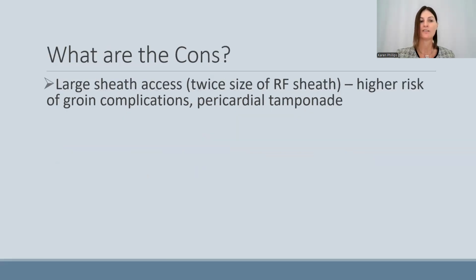All right, what are the cons? The catheter I showed you is twice the size of the catheters that we use for radiofrequency treatment. So it's a very large sheath access, which means a much larger hole in the femoral vein to go in. So we've got a higher risk of groin complications, but also complications from cardiac perforation, moving this larger equipment around. So there's a higher risk of pericardial tamponade as well, it seems.